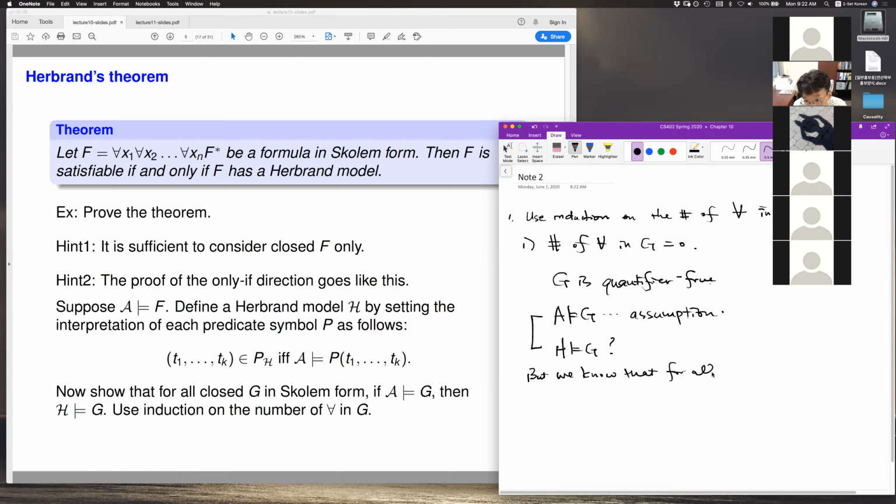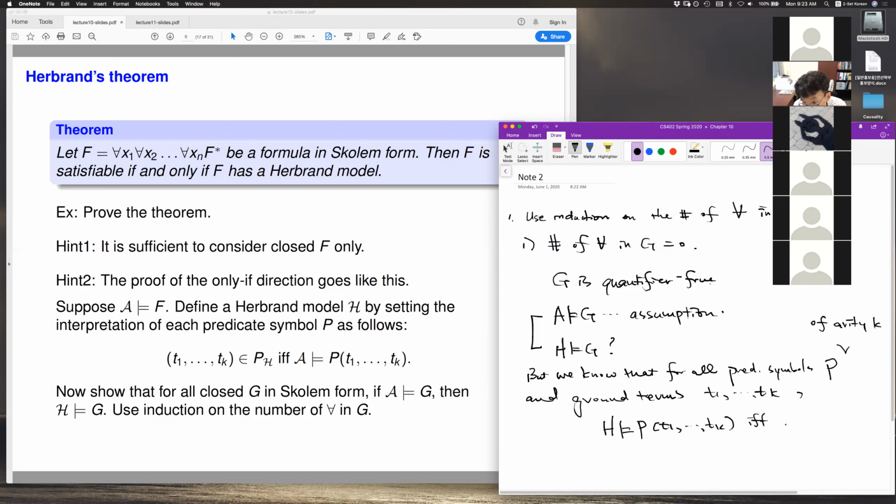So we know that for all predicate symbols P and ground terms T1 up to Tk, H satisfies P of T1 up to Tk if and only if A satisfies P of T1 up to Tk, because of the definition of H. H is defined essentially to make this true.